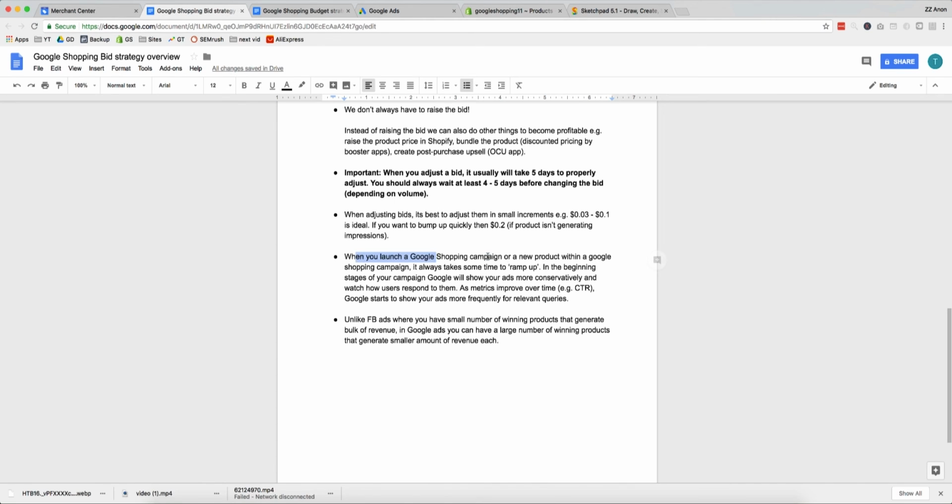And so when you launch a Google Shopping campaign or a new product within a Google Shopping campaign, I mentioned before, it takes time to ramp up, right? In the beginning stages of your campaign, Google shows your ads conservatively, so it doesn't show your ads as much as it possibly could because it wants to see how users respond to them. Are they clicking on them? Are they going to your website? How long are they spending on your website? And then as metrics improve and Google starts to understand how many people are going onto your site, it will start to show your ads more frequently because it knows where to put you in the auction. And you'll get shown for more relevant queries, right?